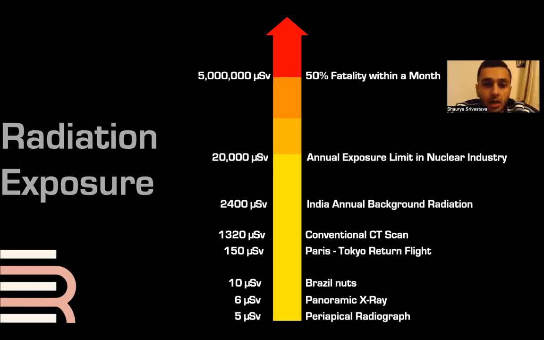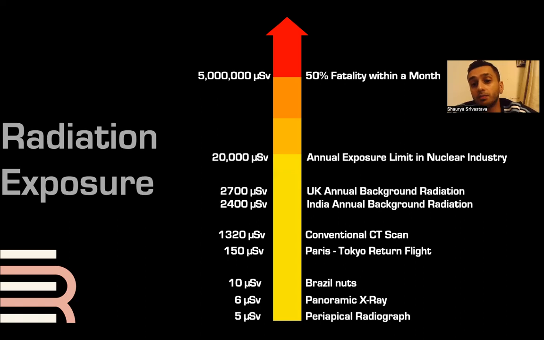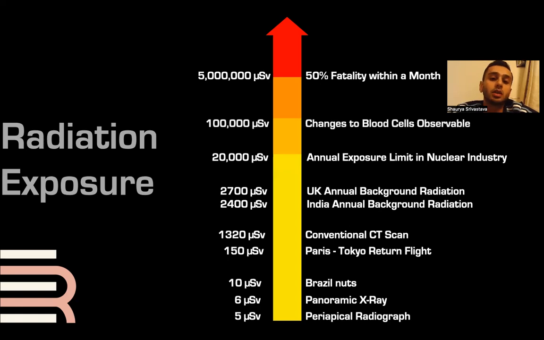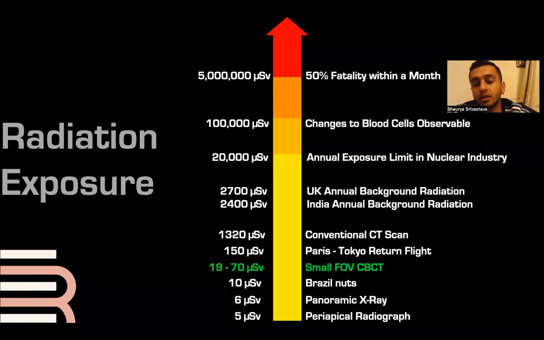Right. If you live in India, at the end of the year you can expect to be exposed to about 2,400 microsievert. If you live in the United Kingdom, your background radiation will be 2,700. In the nuclear industry, your annual exposure is about 20,000 microsievert. You need to be exposed to about 100,000 microsievert at one time to have changes in your blood cells. And this is where CBCTs are: between 19 and 70 microsievert.